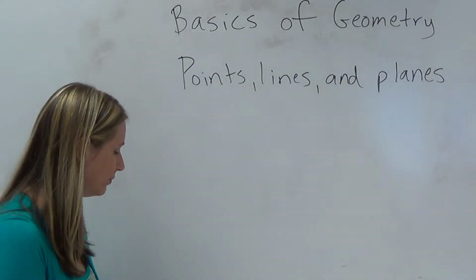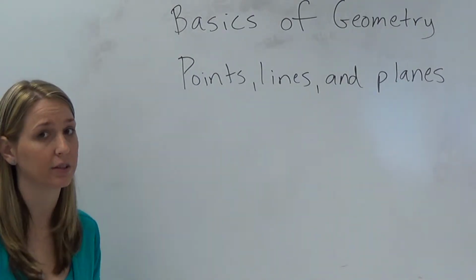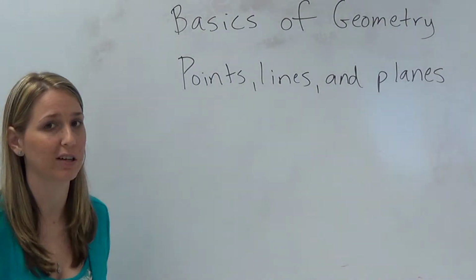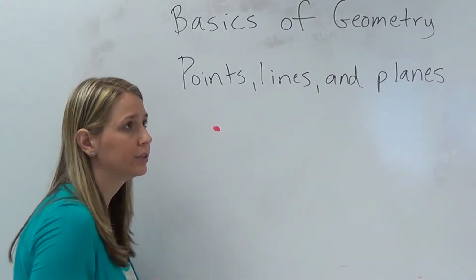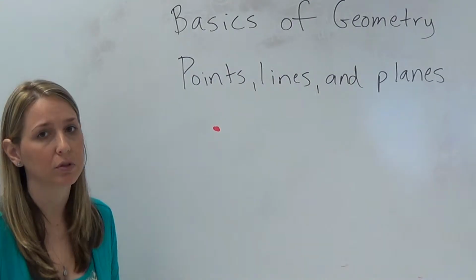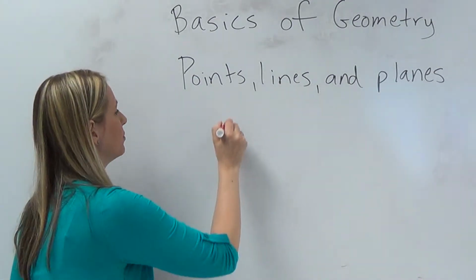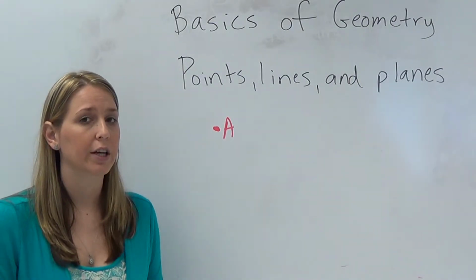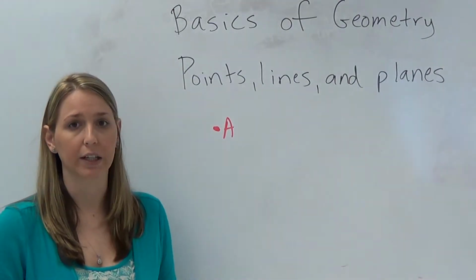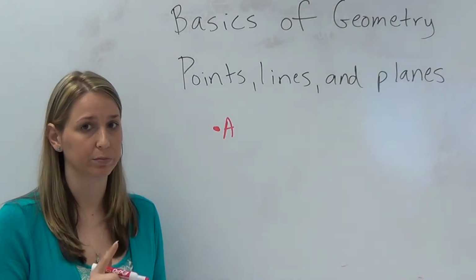So we'll start with a point. You could think of a point as basically a dot that represents a position in space. So here's just a random point, and we name points by capital letters, not lowercase letters. So I can name this point A, B, C, whatever, as long as it's a capital letter. And a point is just like a dot in space. It just represents one little bitty spot.